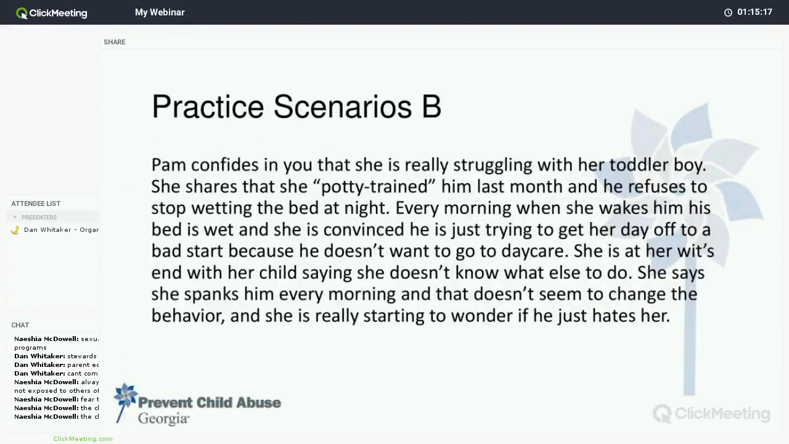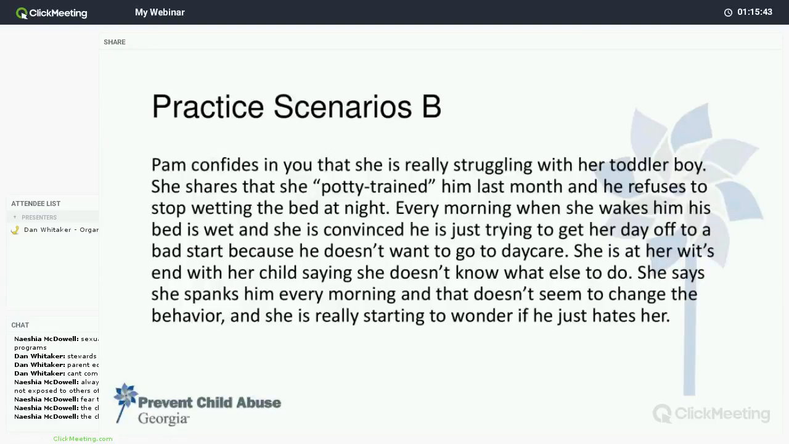Another scenario I like is practice scenario B. Pam confides in you that she is really struggling with her toddler boy. She shares that she potty trained him last month, but he refuses to stop wetting the bed at night. Every morning when she wakes him, his bed is wet, and she's convinced that he is just trying to get her day off to a bad start because he doesn't want to go to daycare. She's at her wit's end with her child and says she doesn't know where else to go.